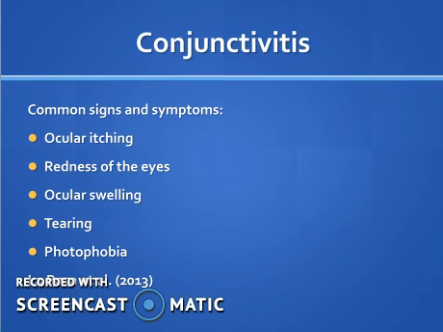The common signs and symptoms of conjunctivitis are ocular itching, redness of the eyes, ocular swelling, tearing, and photophobia.